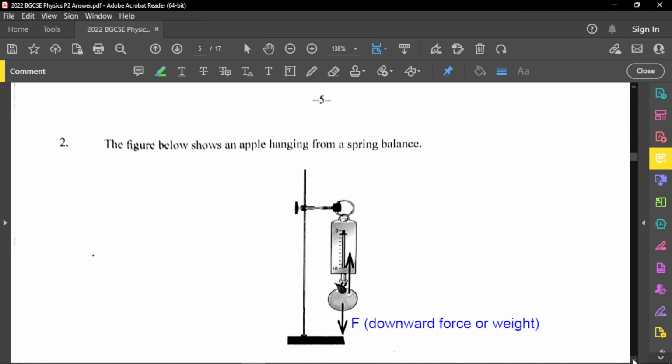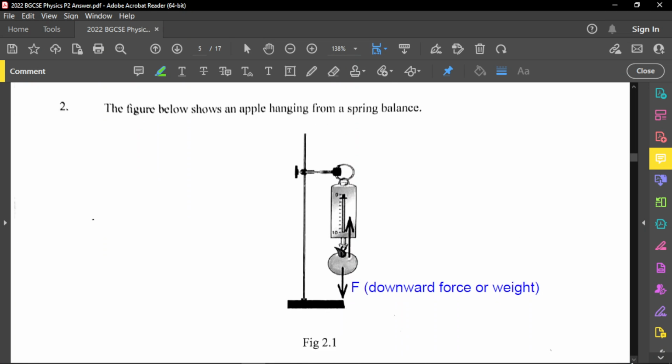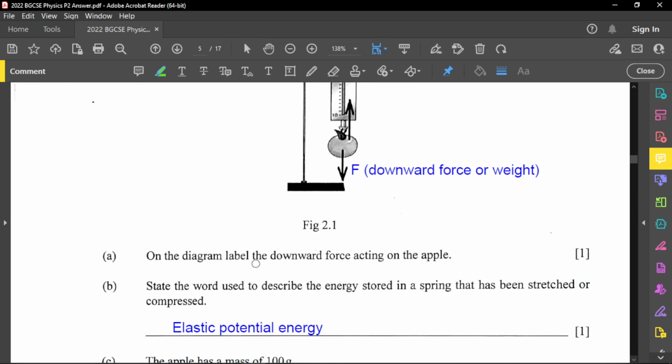All right, so let's go to question number 2. The figure below shows an apple hanging from a spring balance. And so let's go to the question here. On the diagram, label the downward force acting on the apple. The downward force here is F, and it is the weight. So you can use F or W. It didn't say use a letter, but its downward force is this arrow, the upward force is this one, and it's called a normal.